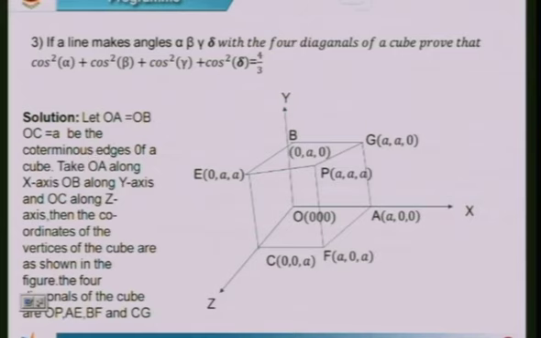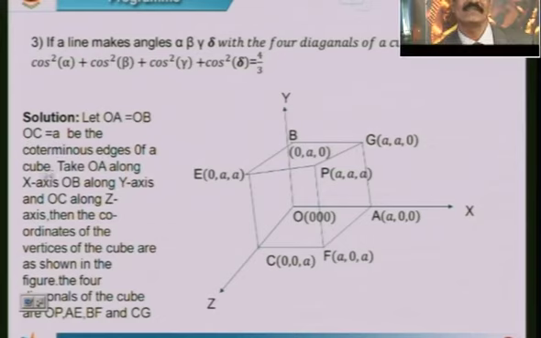See this figure, cube. A cube means all the edges are the same. So, here see this construction you should know. Here OA, OB, OC are called coterminous edges of this cube. See, OA equal to OB equal to OC. If you take this condition, then automatically this figure will become a cube. So, here I have taken OA equal to OB equal to OC equal to a, some constant, as the coterminous edges of a cube.